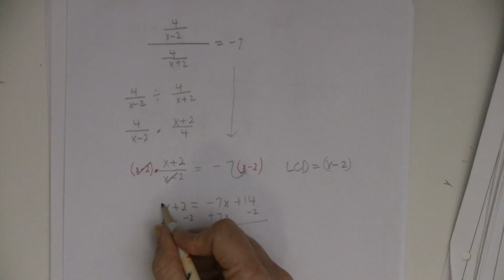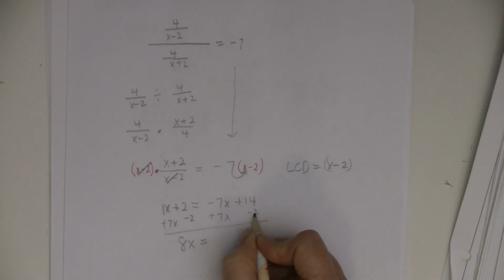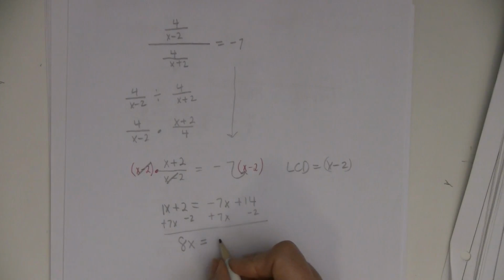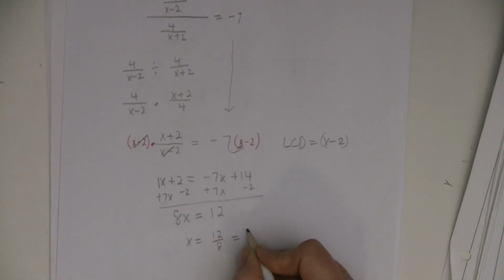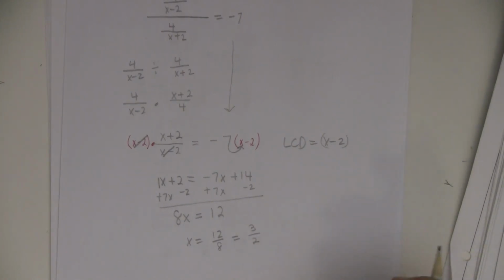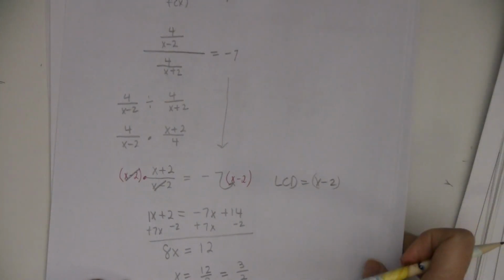And when the dust clears here, 1x plus 7x is 8x. And equals, I was thinking 16, because I was thinking, oh, it'll be a nice answer. But I think it's 12. And going to be a fraction as our answer, 12 over 8, which reduces by 4 to 3 over 2, right? Still a nice answer. There's nothing wrong with 3 over 2. 3 over 2 is quite beautiful, in fact.